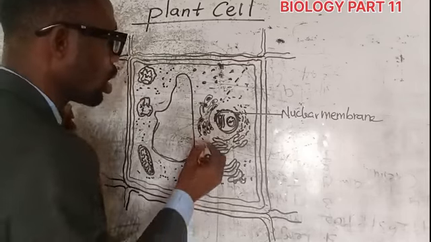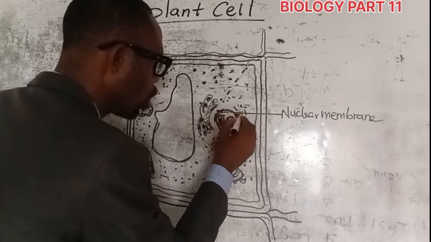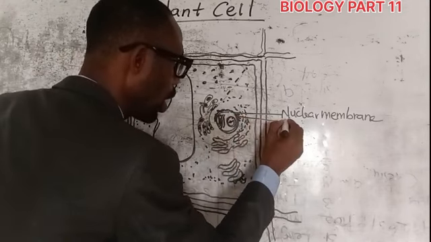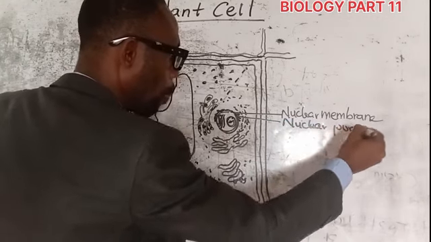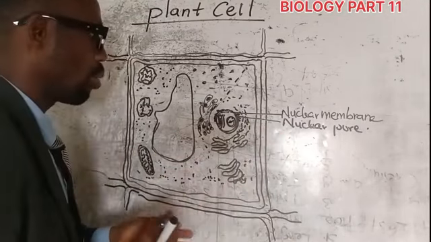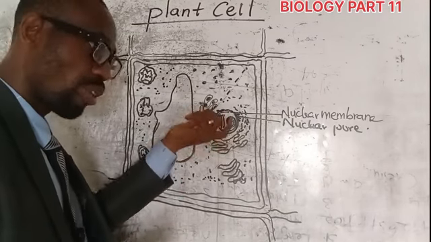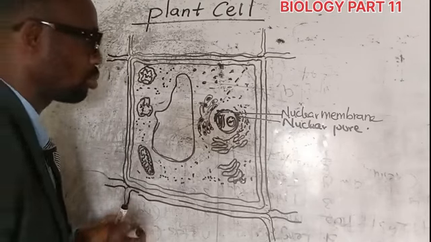Okay? Now, this thing you see me doing here, that represents the what? The nuclear pore. Okay? As I told you, I will give you everything. Nuclear pore. The nuclear pore is found on the nuclear membrane. That's the pore that allows exchange of material between the nucleus and the cytoplasm.